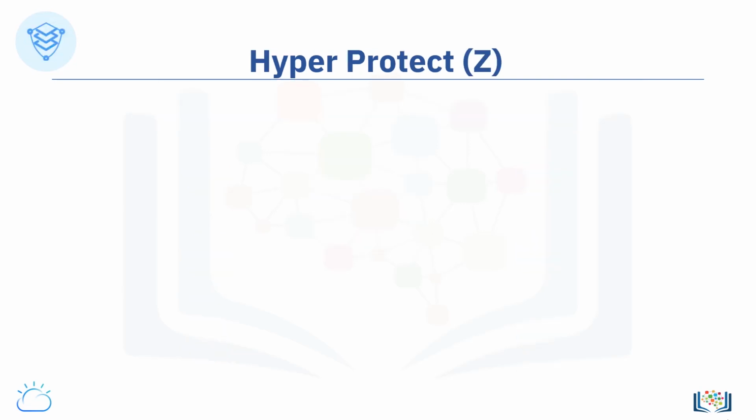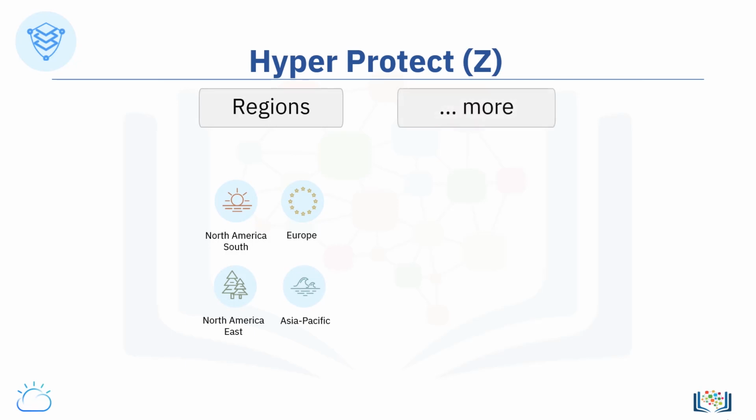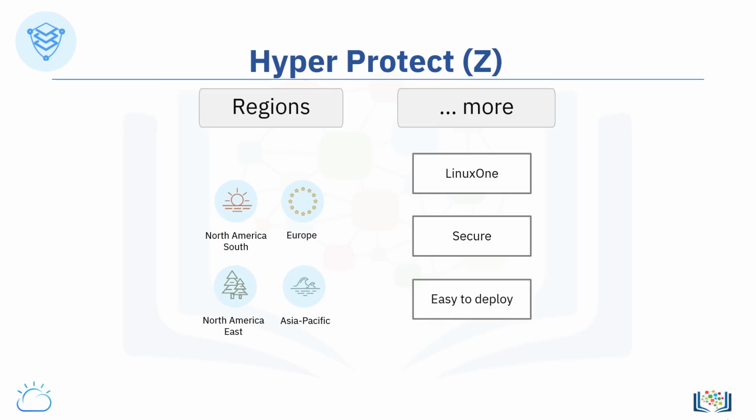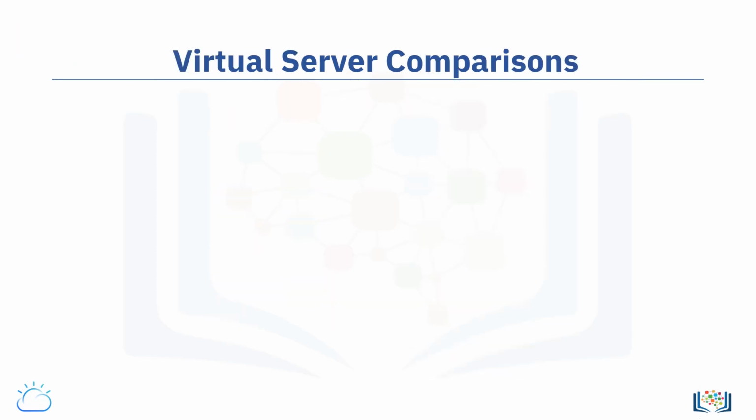Up next, we have the HyperProtect servers. These can be deployed to specific data centers in Dallas, Frankfurt, Sydney, and Washington. A few other things to note about the HyperProtect server. It allows you to create and run virtual servers on IBM Linux 1, the industry's most secure Linux-based platform. They offer added security as the server is deployed in a secure service container. They are easy to configure and deploy as any other virtual machine, and there are no Z skills or hardware required.